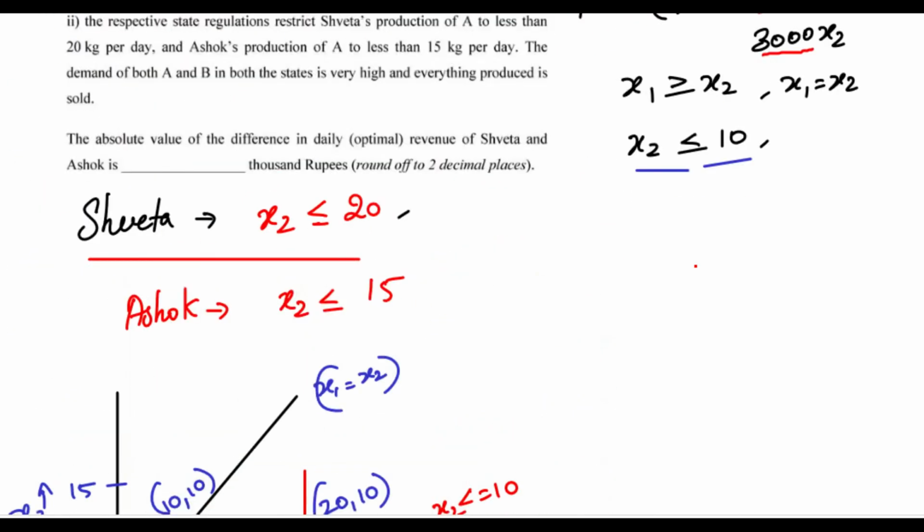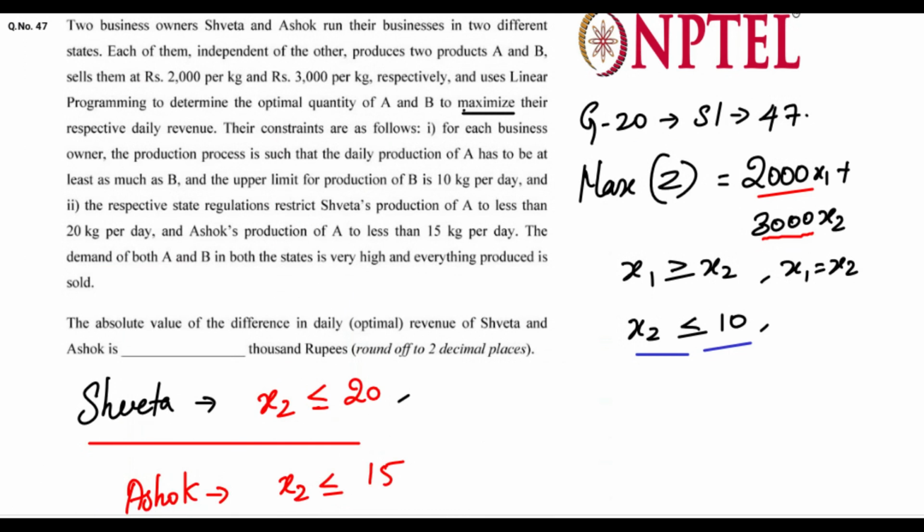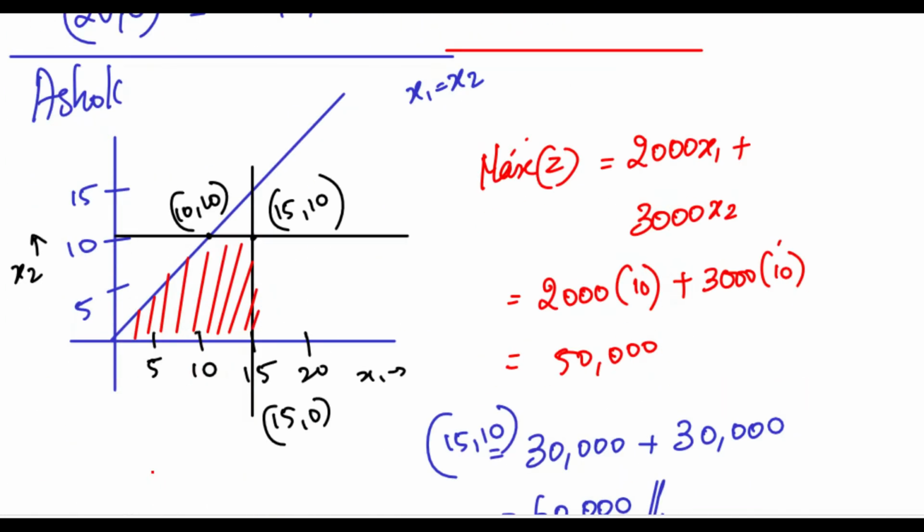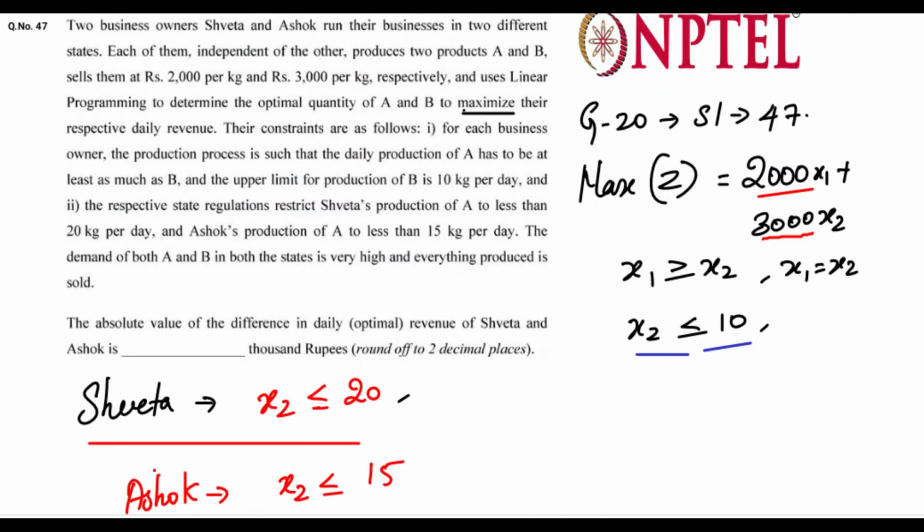Now let's check in what way they have asked. Absolute value of difference, so it should be absolute, no minus. The absolute value of difference in daily optimal revenue of Shweta and Ashok is, in units of 1000 rupees. So divided by 1000, it will be 10,000 over 1000. Be very careful, guys, don't write 10,000, your answer would be wrong. The answer is 10. The key is given between 9.9 and 10.10, which is well within our range. So this is the final answer.